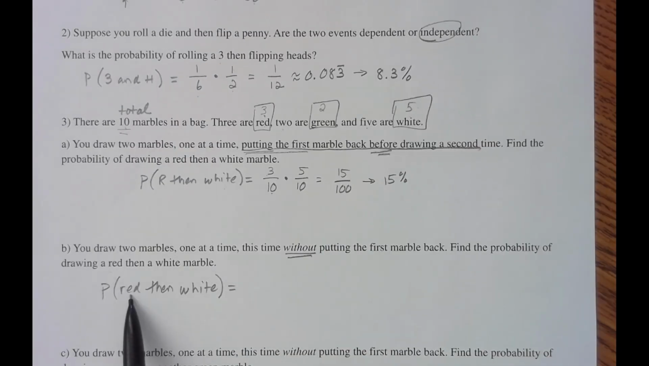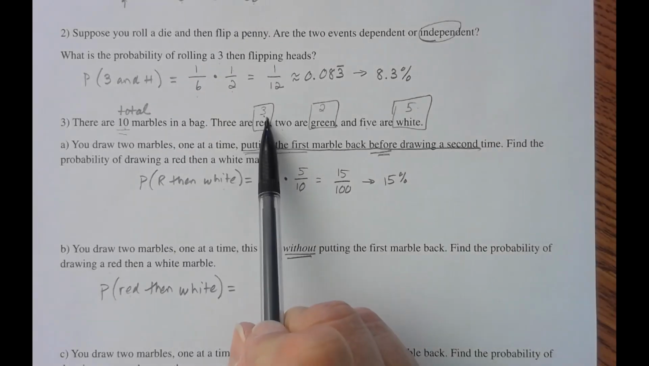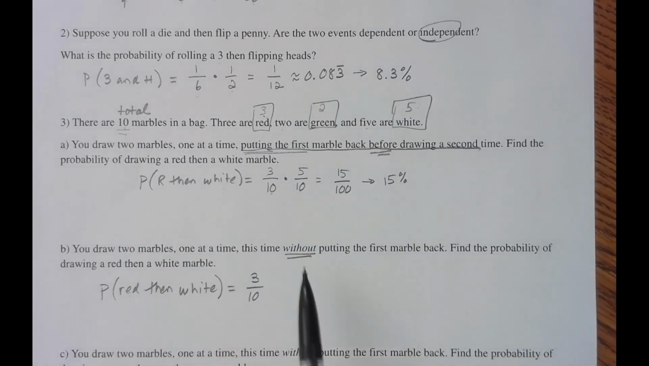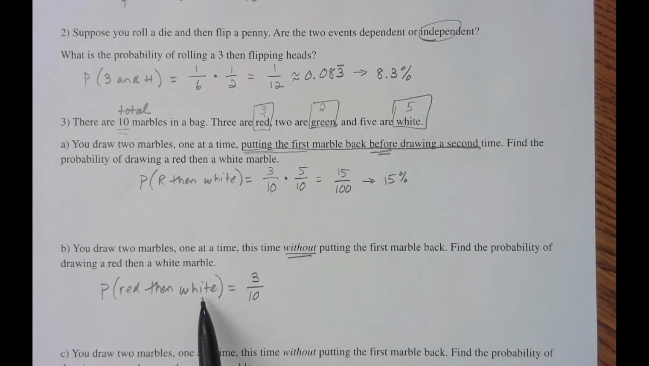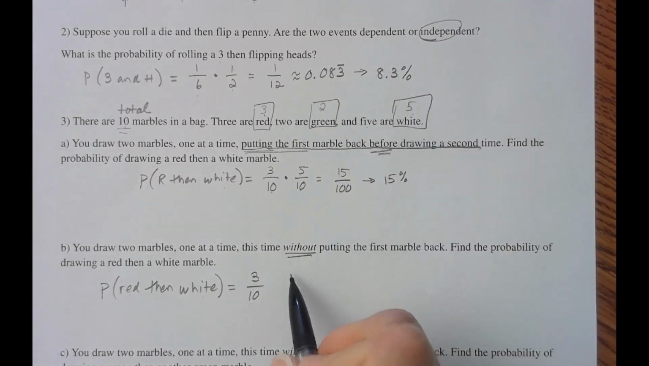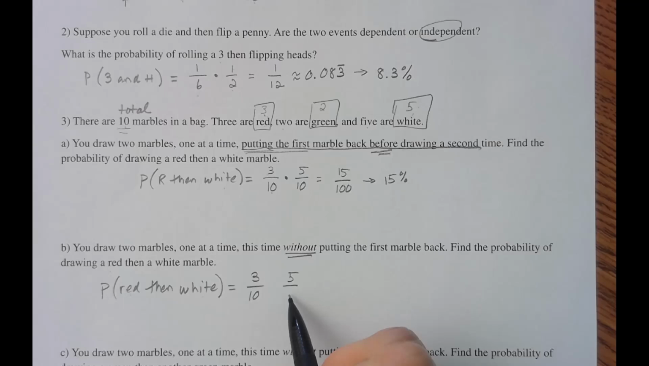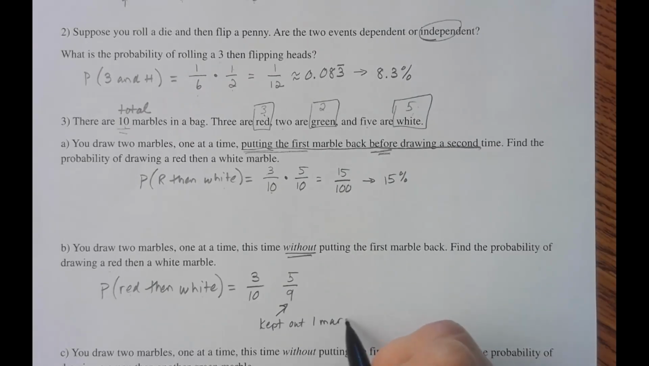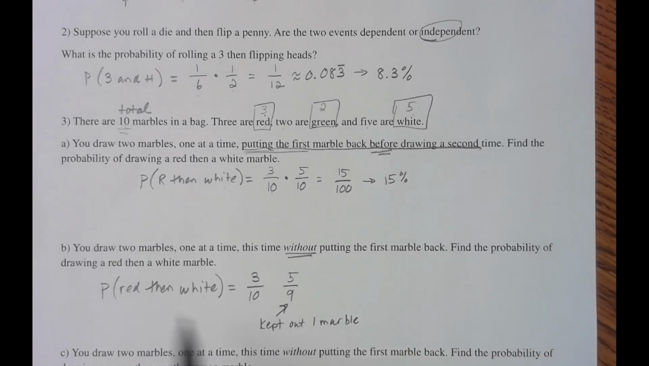All right, so when I go to draw for a red, I have 3 chances out of 10 altogether. Keep in mind, I'm not putting that marble back. I'm going to hold it in my hand. So when I go to draw a second time for a white marble, I have 5 white marbles in the bag, but only 9 total marbles left because I kept out 1 marble. This is a good example of dependent events.